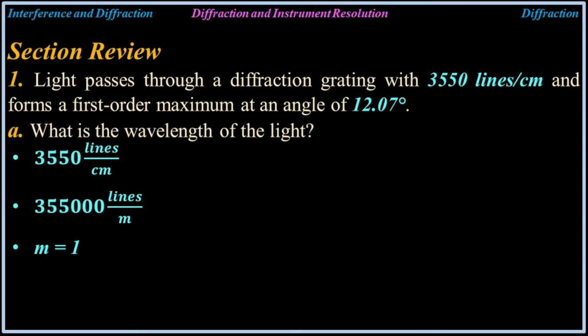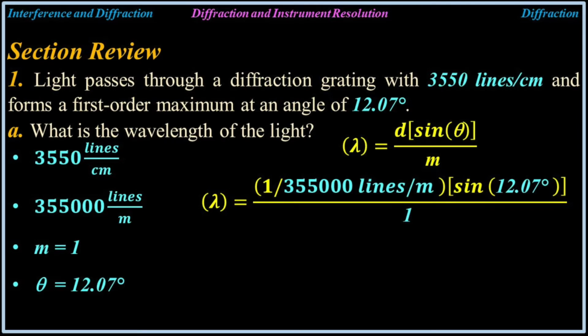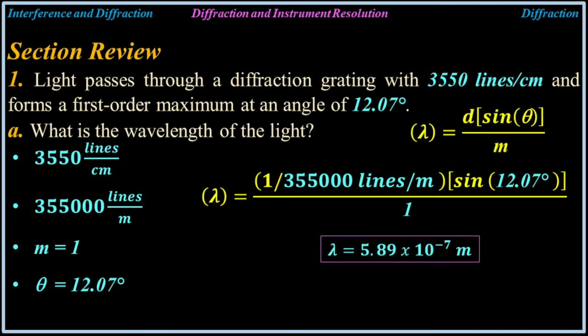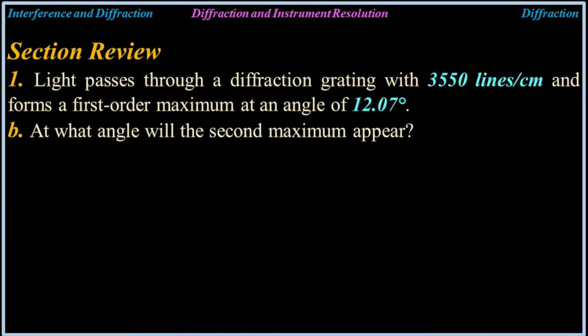We have m equals 1. And we have the theta, which is 12.07. There's the equation for lambda. And we'll calculate lambda by plugging in the values. And we get 5.89 times 10 to the negative 7th meters. We'll put that down to the left, and we'll do B. And what angle is the second maximum up here? Well, we're going to be able to put down the lambda. We have m equals 2.